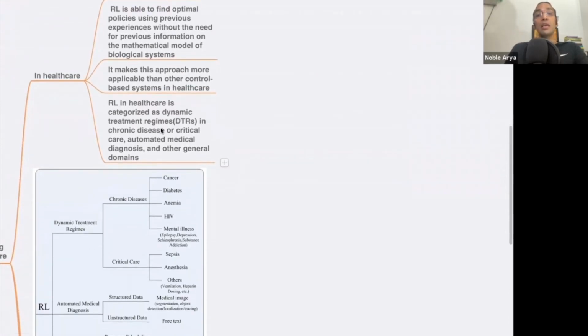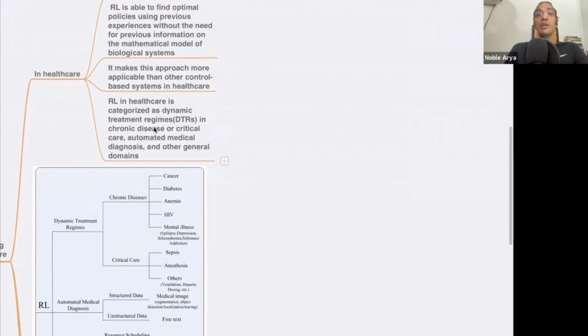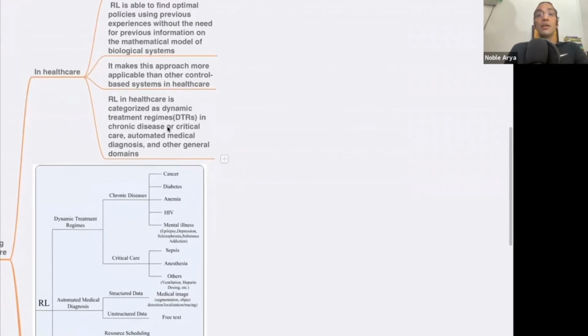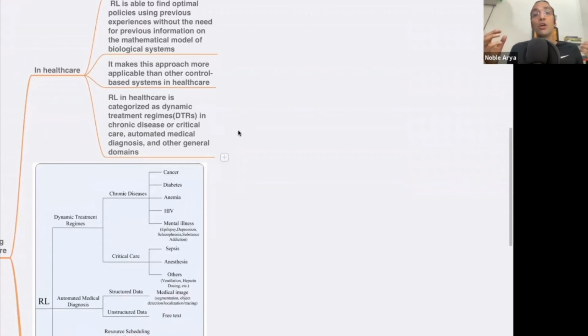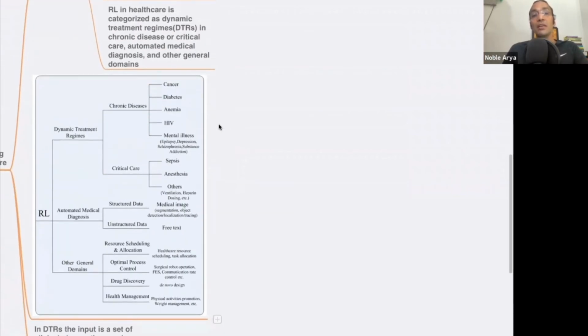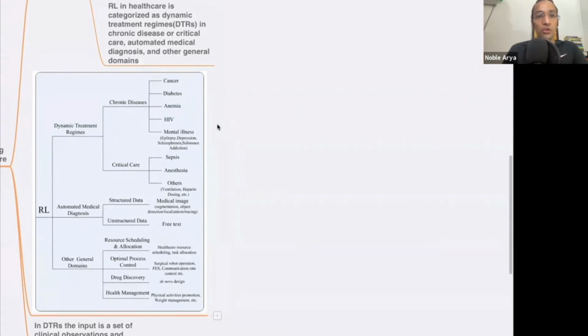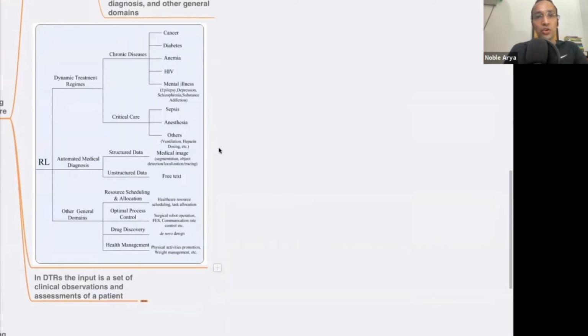RL in healthcare is categorized as dynamic treatment, for chronic, critical, or automated medical diagnosis. They have also created a new instrument to detect pulses with machine learning, an artificial intelligence kind of machine which can detect deeply and give more precise information about your body. This is the structure. You can take a screenshot of it.